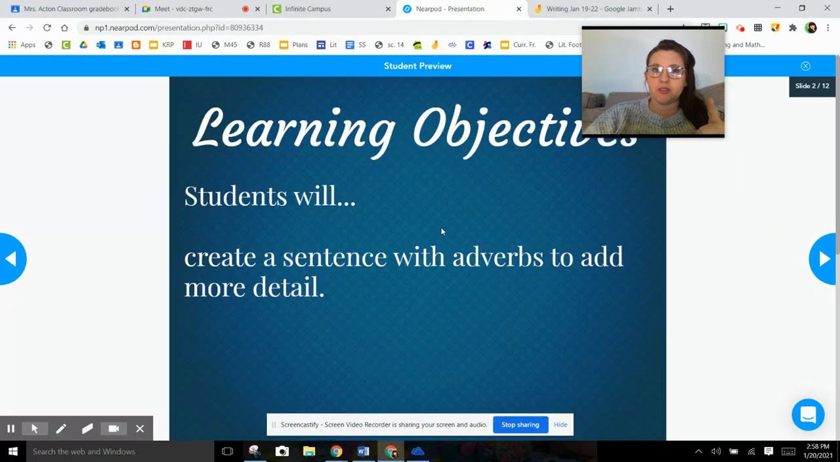So what you're going to be doing, your learning objectives: students will create a sentence with adverbs to add more detail. You're going to be creating a sentence about pizza and how you eat it, eat being your verb, so you need to create some adverbs to tell you more about the eating, because everybody eats pizza in a whole different way. I want you to tell me how you do it using adverbs.